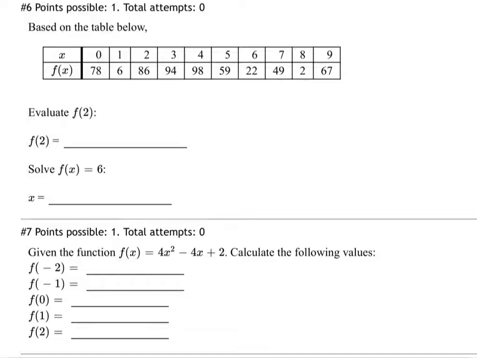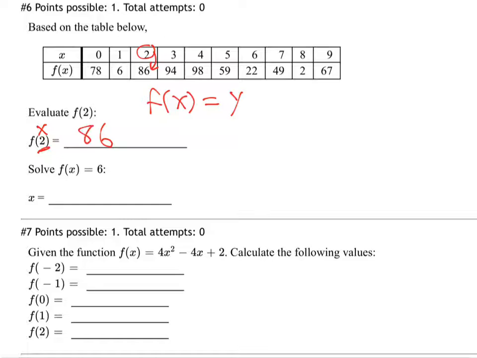Number 6. Based on the table below, evaluate f of 2. So again, remember with functions, x is what we plug into the parentheses. Y is what it equals. That's the key to dealing with functions for graphs or tables, either way. What you plug into the parentheses is x. What comes out is y. So looking at that table, if we put 2 into the parentheses, if x is 2, what's the function value? 2 goes with 86.